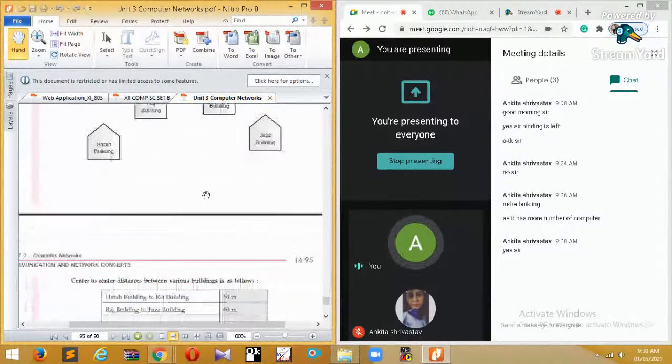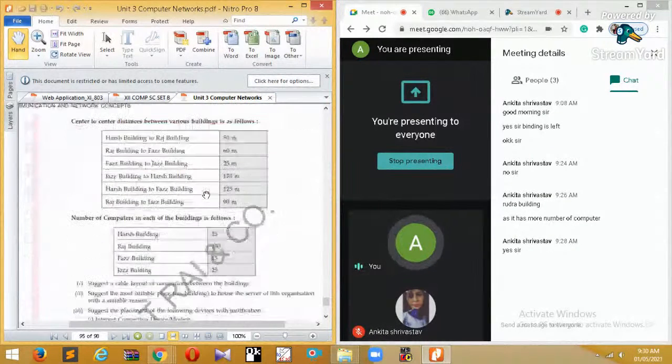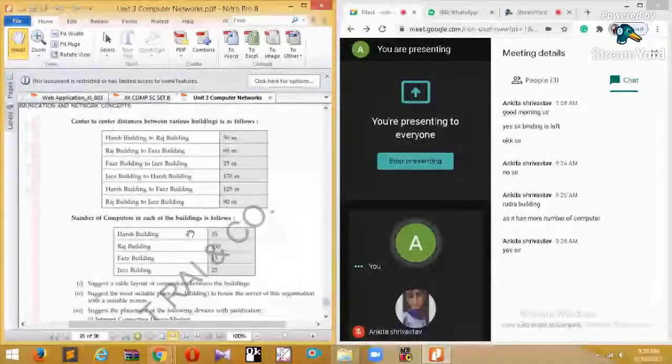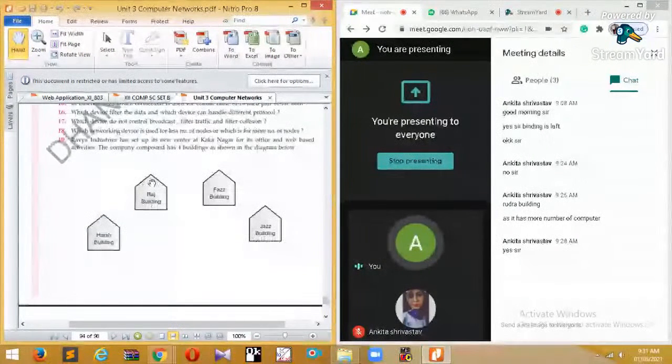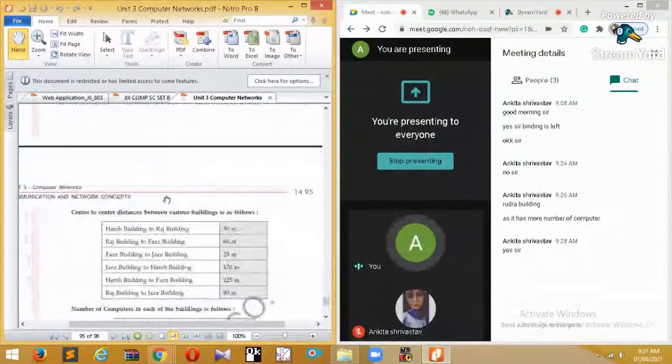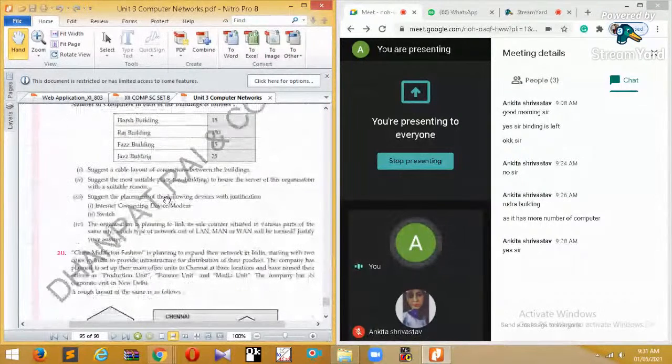So this is the building layout and distances given, and with that the number of computers is also given. Hers building 15, Raj building 150, Faz building 15, Zaz building 25. So the maximum number of computers is in the Raj building. First of all, we'll note that point, and based on that we can easily answer the question.